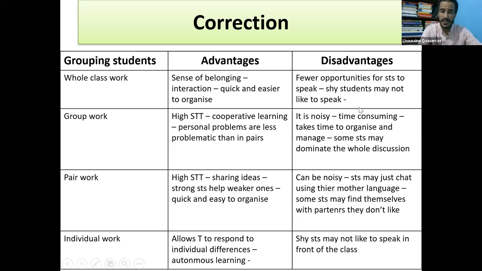Now for group work, the student talking time, STT, is high. In a group of four, they are all talking, and here we encourage cooperative learning. We encourage students to work together, collaboration. Personal problems are less problematic than in pairs. I may have a problem with another student, but it's okay because we are working in groups.